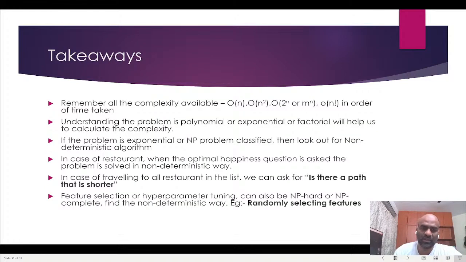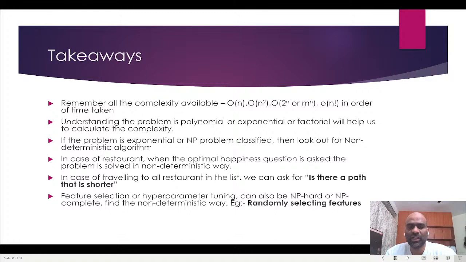The overall takeaway is that you have to understand order of n squared, order of 2 power n or m power n, and order of n factorial, based on the possibilities. Order of m power n or 2 power n is basically possible subsets. N factorial is basically permutations. Any problem can be classified into polynomial, exponential or factorial. That is a major thing.